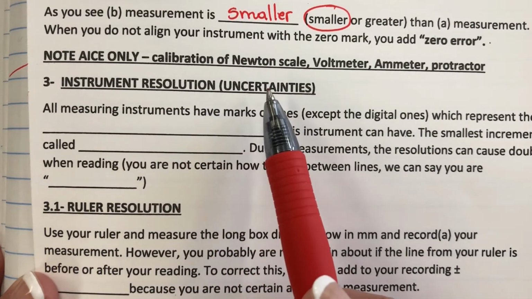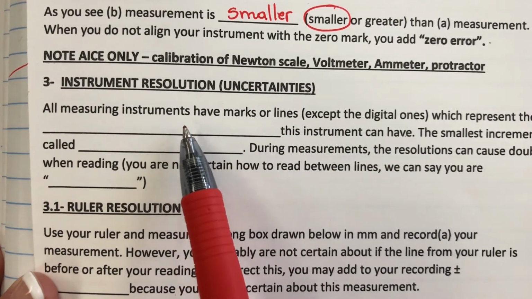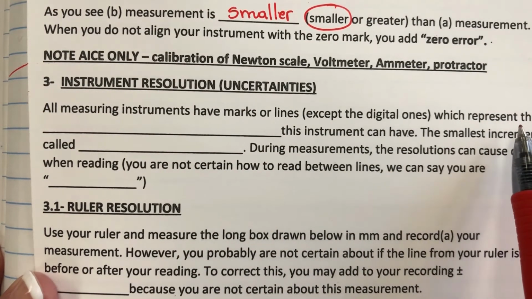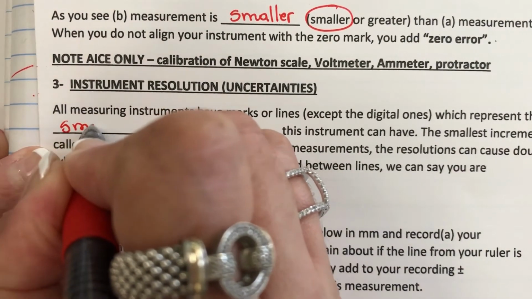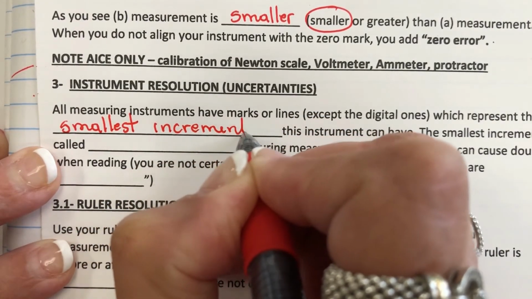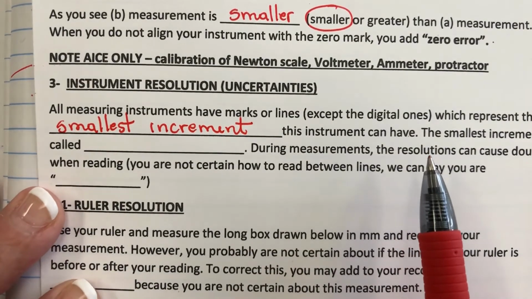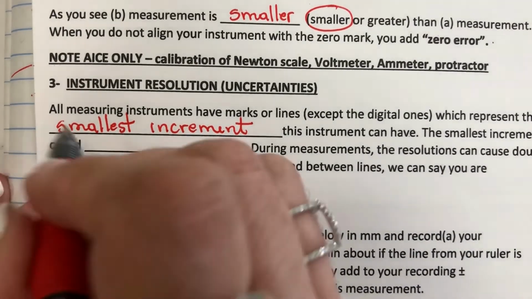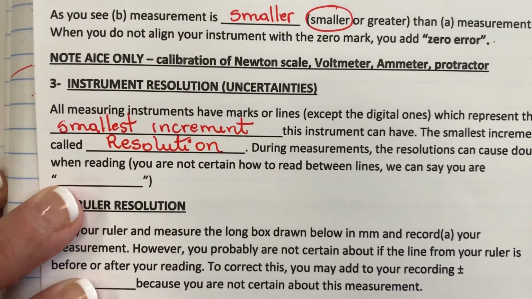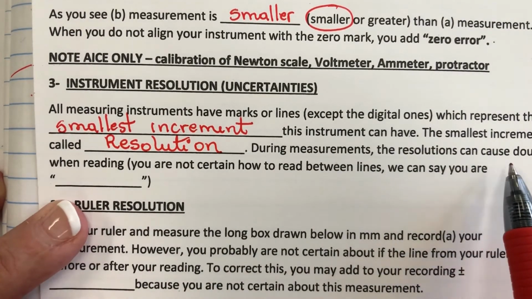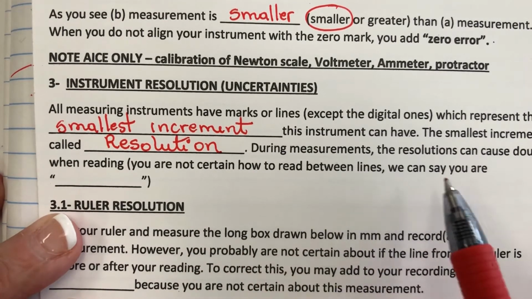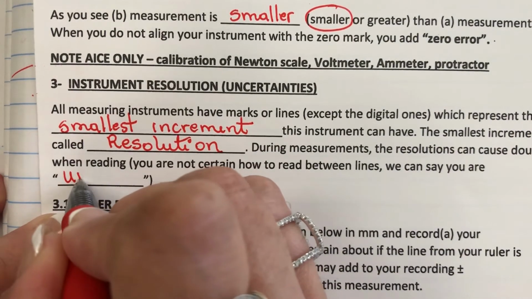Instrument resolution and uncertainties. All measuring instruments, except the digital ones, have marks or lines which represent the smallest increment. The smallest increment of the instrument is called resolution. During measurements, the resolution can cause doubts when reading. You are not certain how to read between lines. We can say you are uncertain.